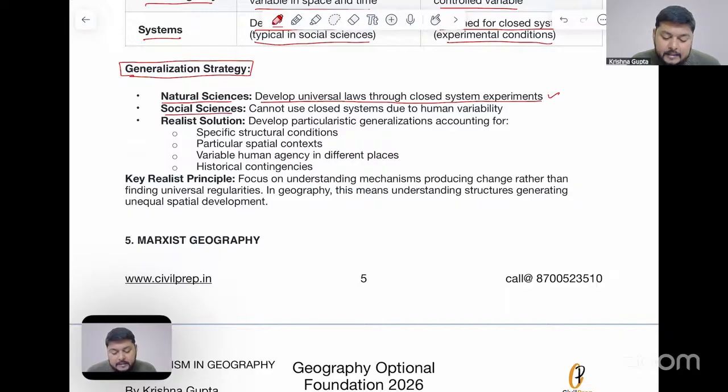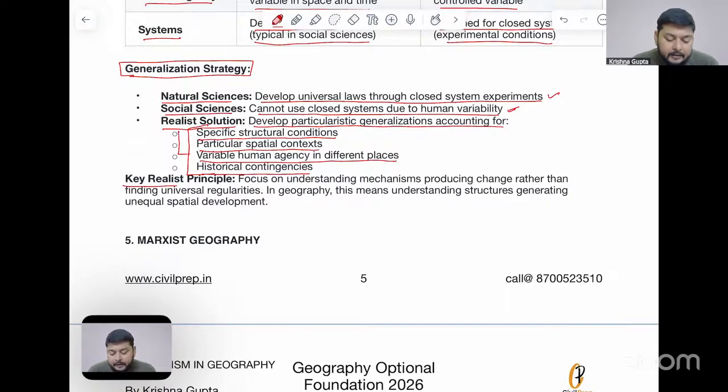For social sciences, it cannot use closed systems due to human variability. Humans can never be in a closed system. They are part of an open system because they are constantly exchanging matter and energy with their environment. So this is an important aspect. The realist solution develops particularistic generalizations, accounting for specific structural conditions, particular spatial context, variable human agency in different places, and historical contingencies.